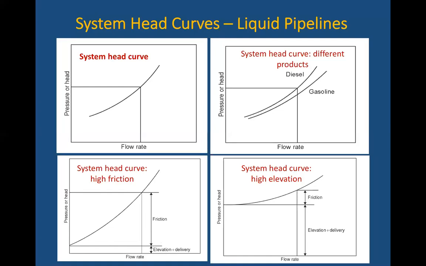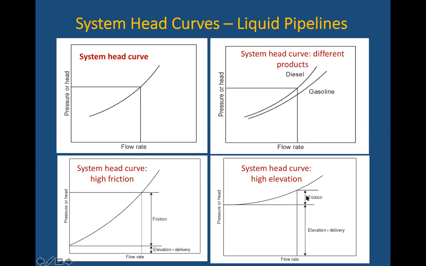Maybe one is different specific gravity fluids, one is different friction pressure value. But if you have a totally different case, where friction is very low and elevation and delivery is high, what will happen? First, your elevation and delivery will be high here and friction will be low.